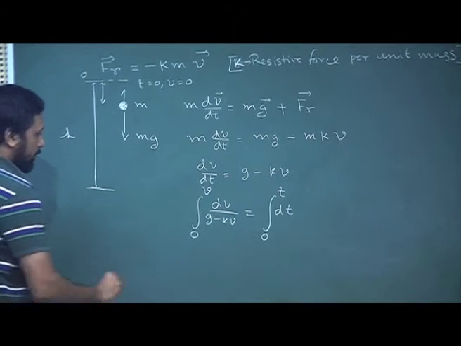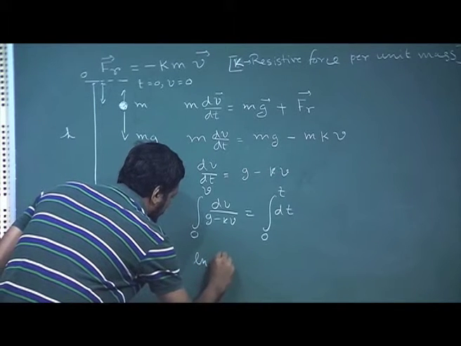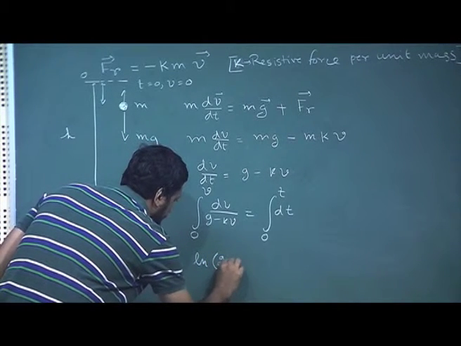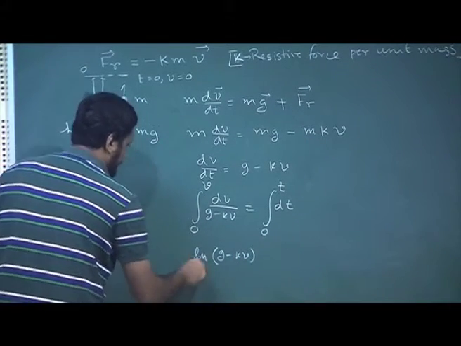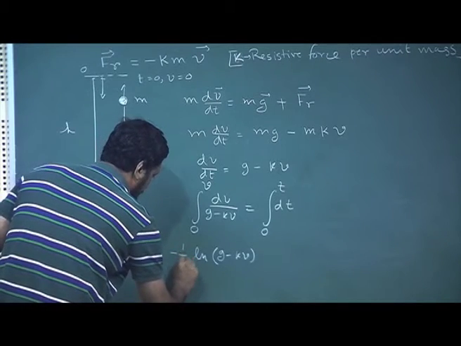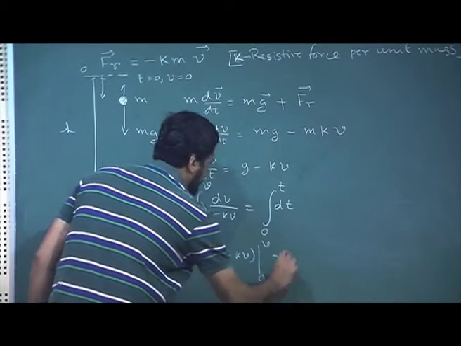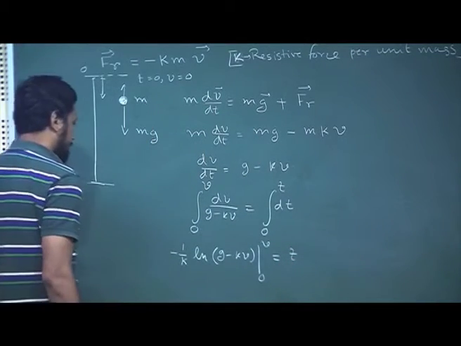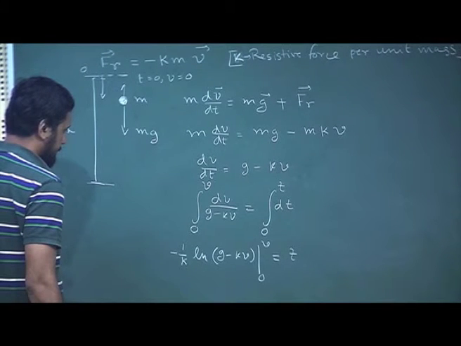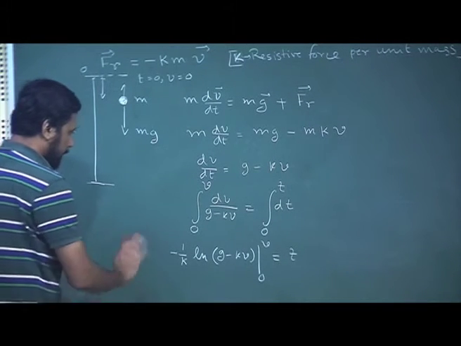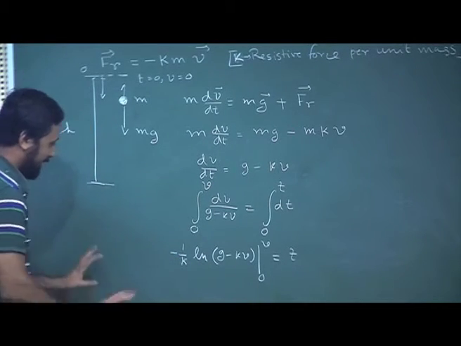Now, if we perform this integration, it will be ln of g minus kv, times 1 by k, from 0 to v, equal to t. I guess it's fine. Minus kv, yeah, it looks good. I tend to make mistakes in such integrations, but okay.